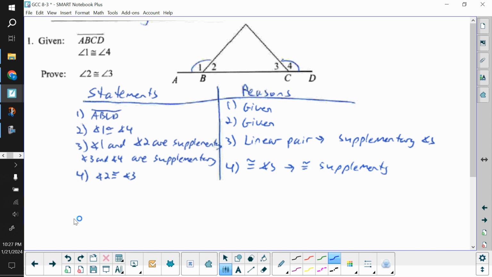And then that will always be followed by congruent angles implies congruent supplements. So the congruent angles means those angles outside the triangle implies that their supplements, the ones inside the triangle, have to be congruent. So we'll have angle 2 congruent to angle 3 as our statement.